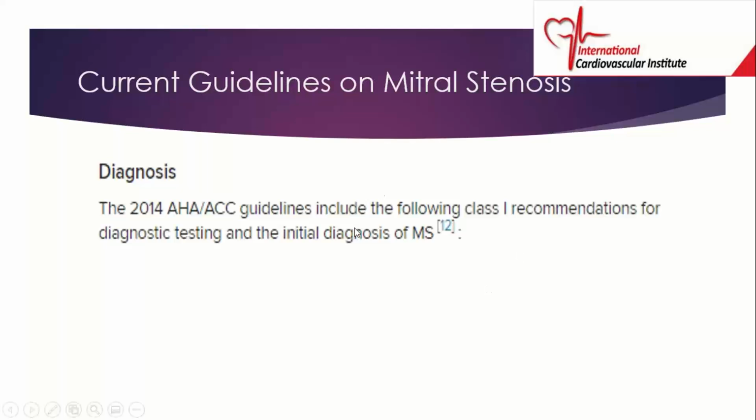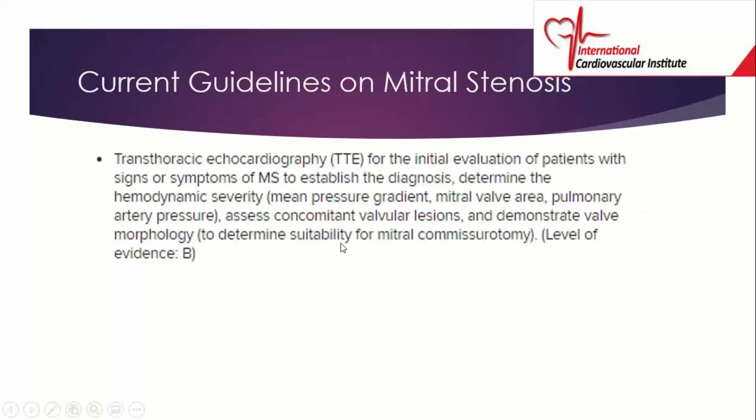So, class 1 recommendation for someone who comes with MS, of course, you're going to do your echo. You're going to do your transthoracic echo. That's your initial evaluation. And with the echo, you're going to look at the hemodynamic severity, which is the mean gradient. You're going to look at the mitral valve area and pulmonary artery pressure. So those are the things that you want to look at: mean gradient, mitral valve area, and the pulmonary artery pressure. Patients with rheumatic fever, you can do your pressure half-time.